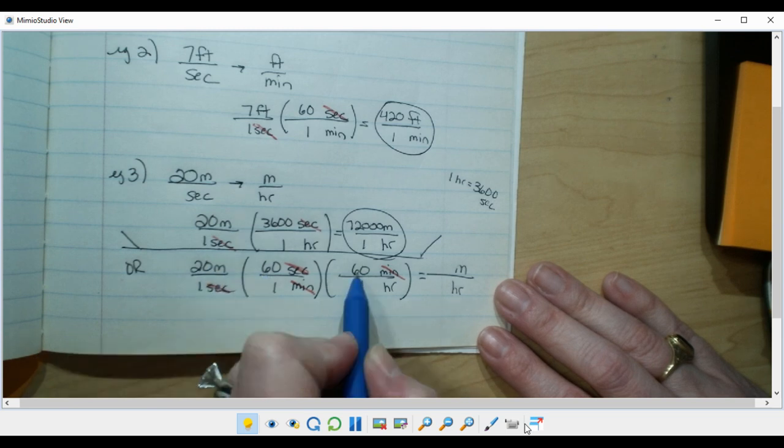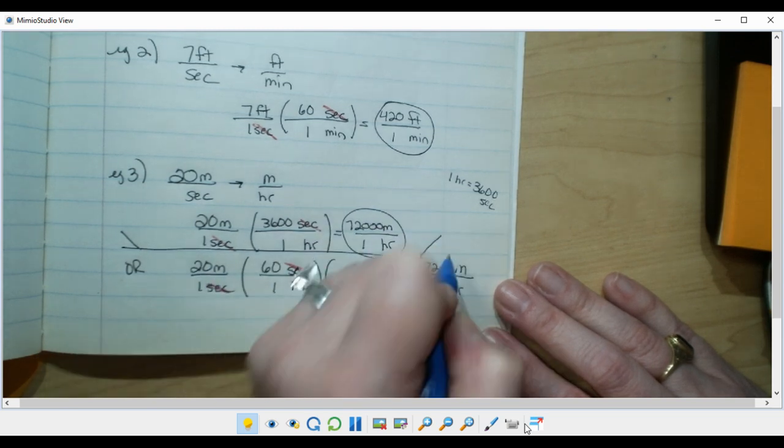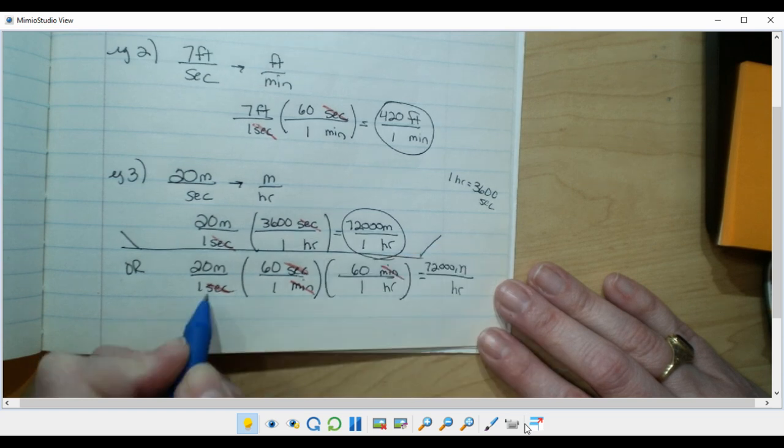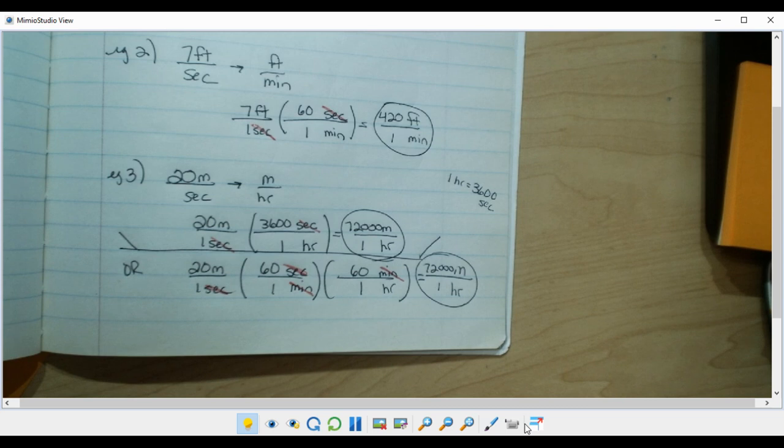2 times 6 times 6, well, that's 36 times 2. And 1, 2, 3 zeros. And then 1 times 1 times 1. Hey, would you look at that? It's the same answer.